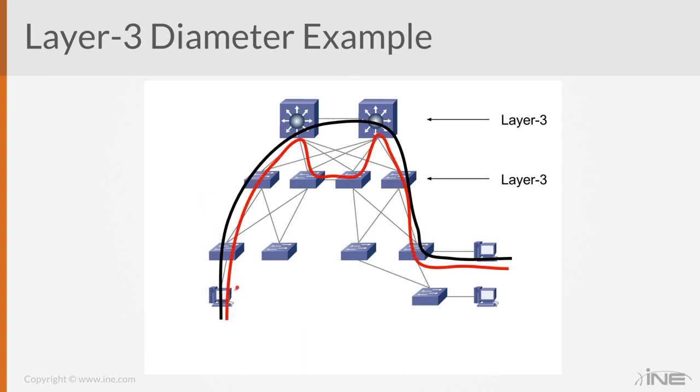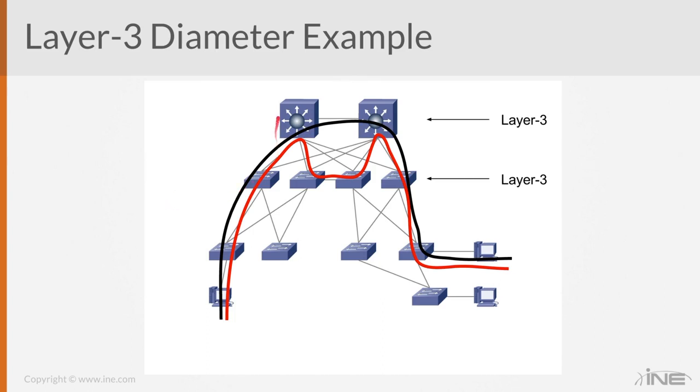Now, if for some reason you remove the link up here and leave this link here, one of the potential issues, or if your link between your aggregation and your core are of unequal bandwidth, you could end up with a situation like this, going through 1, 2, 3, 4, 5, 6, and then back to your host. So this would be another example of a diameter that's unequal.